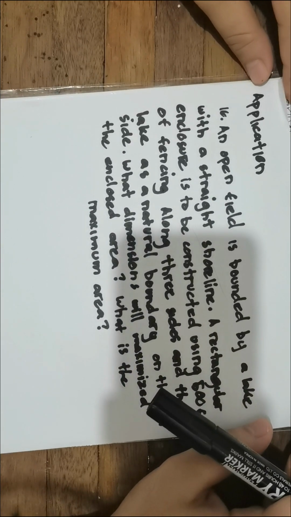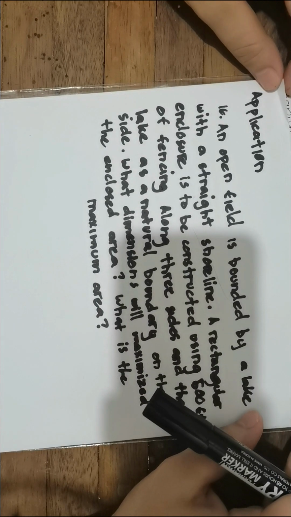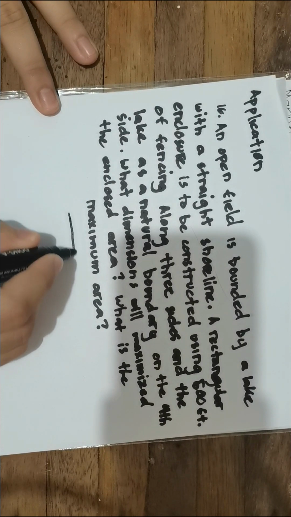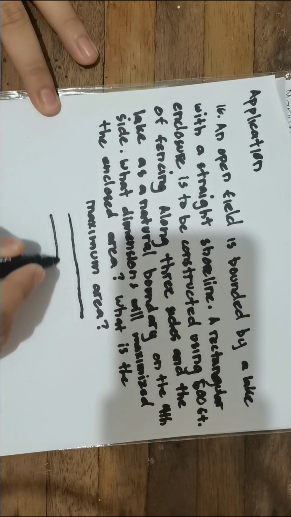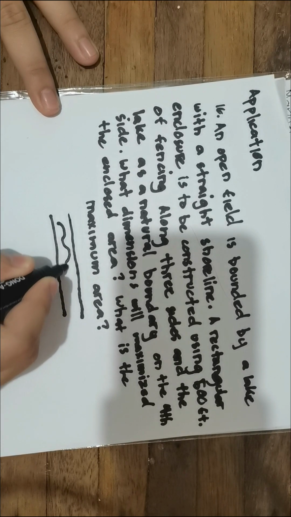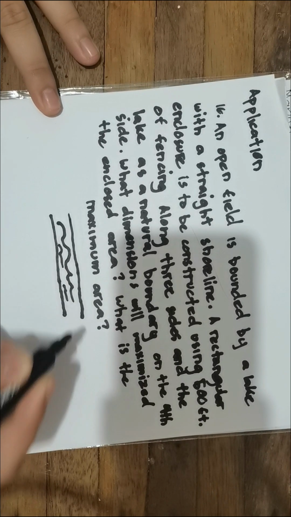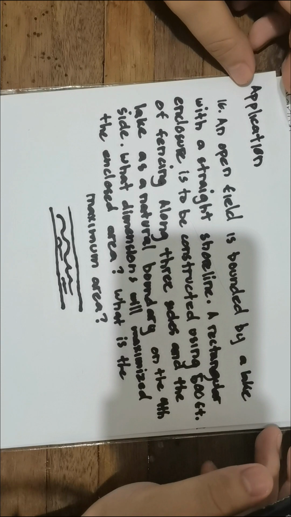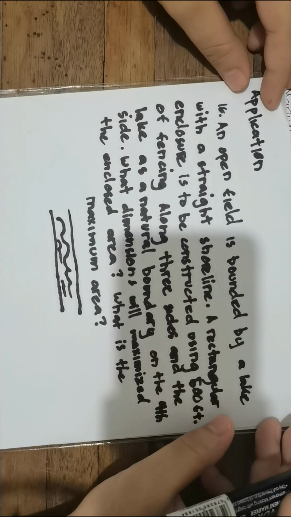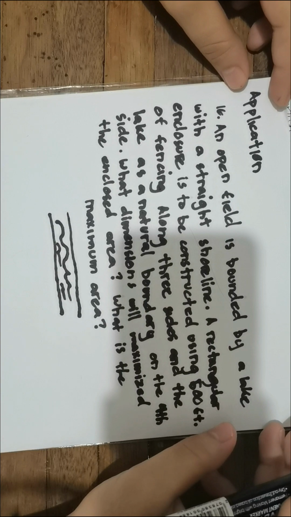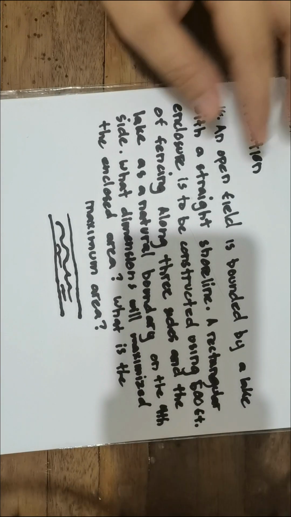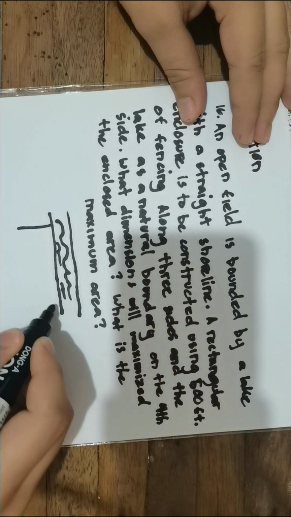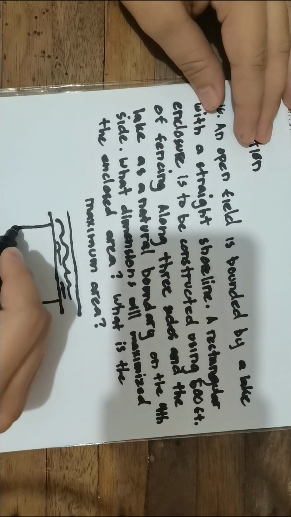First of all, we are going to draw an example of what is in the problem. First, we're going to draw a river. Let's put a river in this place. This is a river. Sorry for the bad drawing. As the problem said, it will make a rectangular enclosure constructed using 500 feet. So we're going to put a rectangular enclosure.